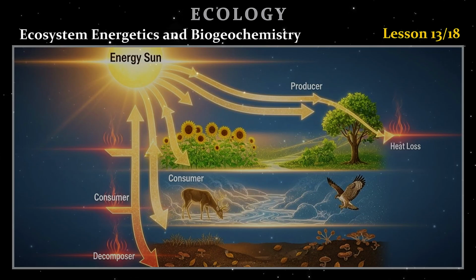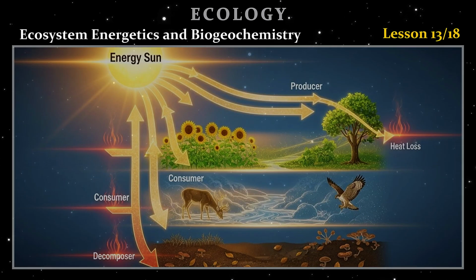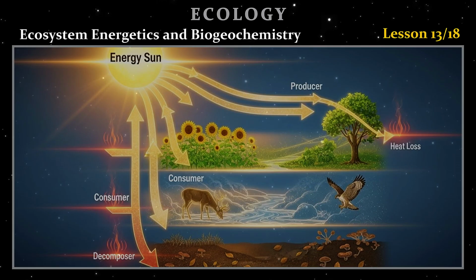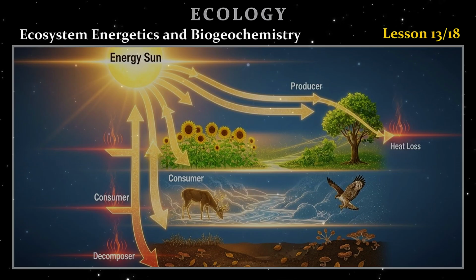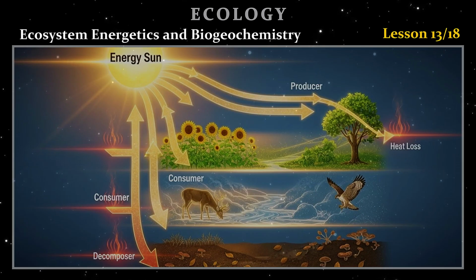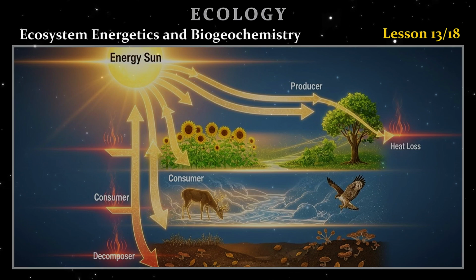But here, we hit a hard rule of physics, the second law of thermodynamics. Energy transfers are inefficient. When the caterpillar digests the leaf, it loses energy. It loses it as waste, feces. It loses it as heat, metabolism. It uses it to crawl. Only a tiny fraction is actually turned into new caterpillar flesh.